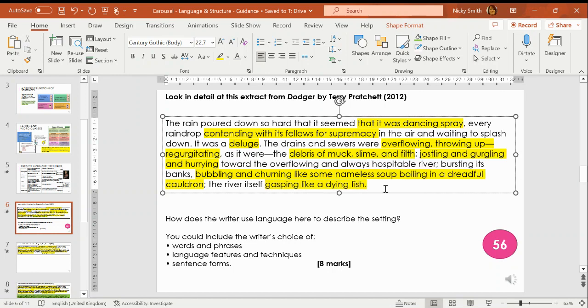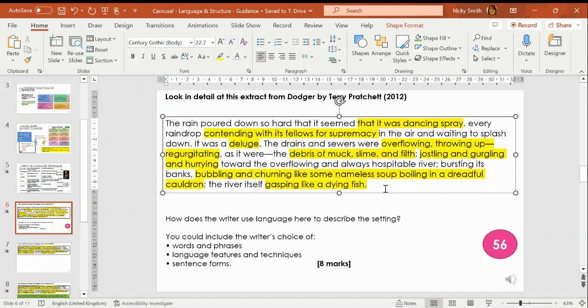But don't just highlight similes for the sake of highlighting them, because some similes are boring. Some similes are not really worth analysing. These are quite unusual ones, and also they do create a picture. A dreadful cauldron makes us think of witches. So it makes it more interesting. But don't just, for the sake of it, go for similes because you can recognise them. So we've got quite a lot highlighted there.